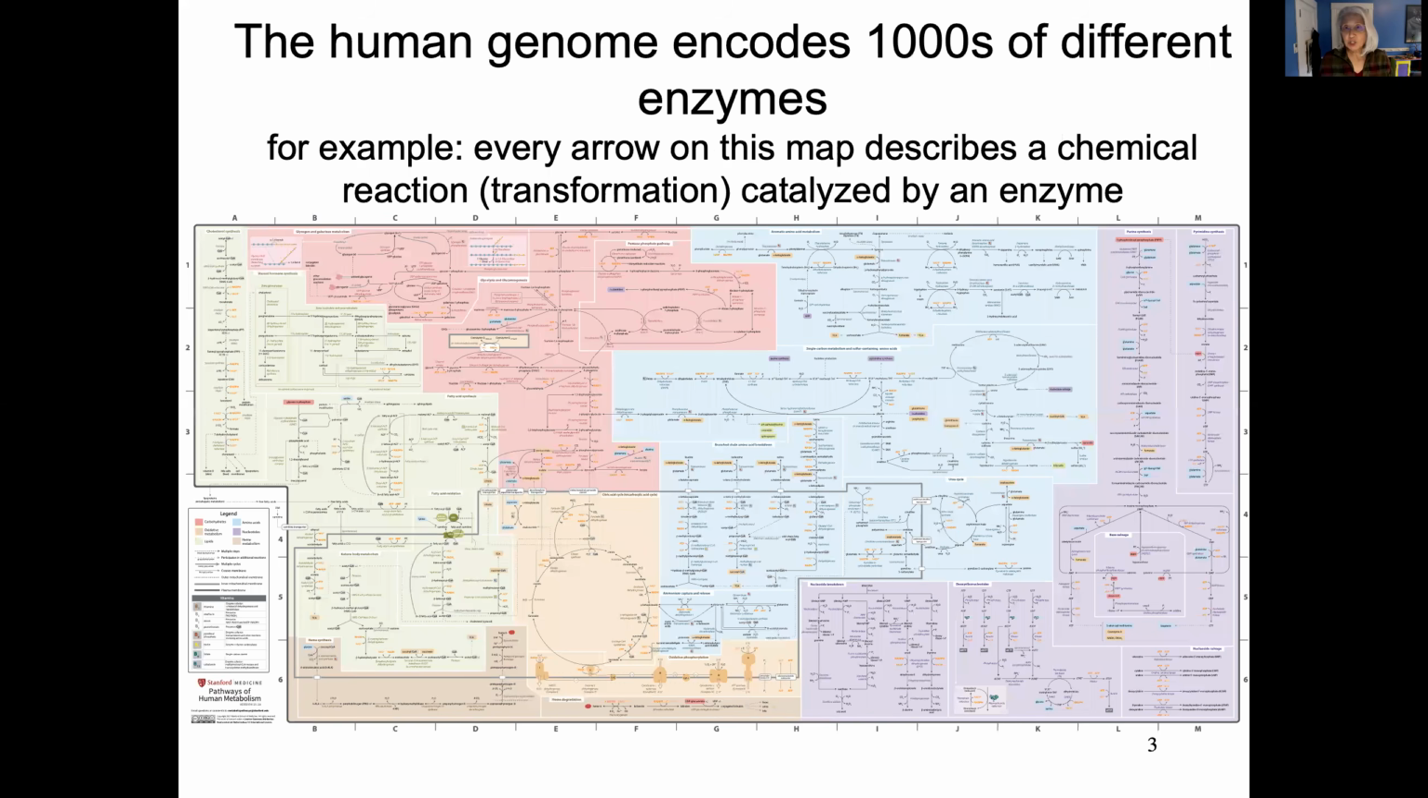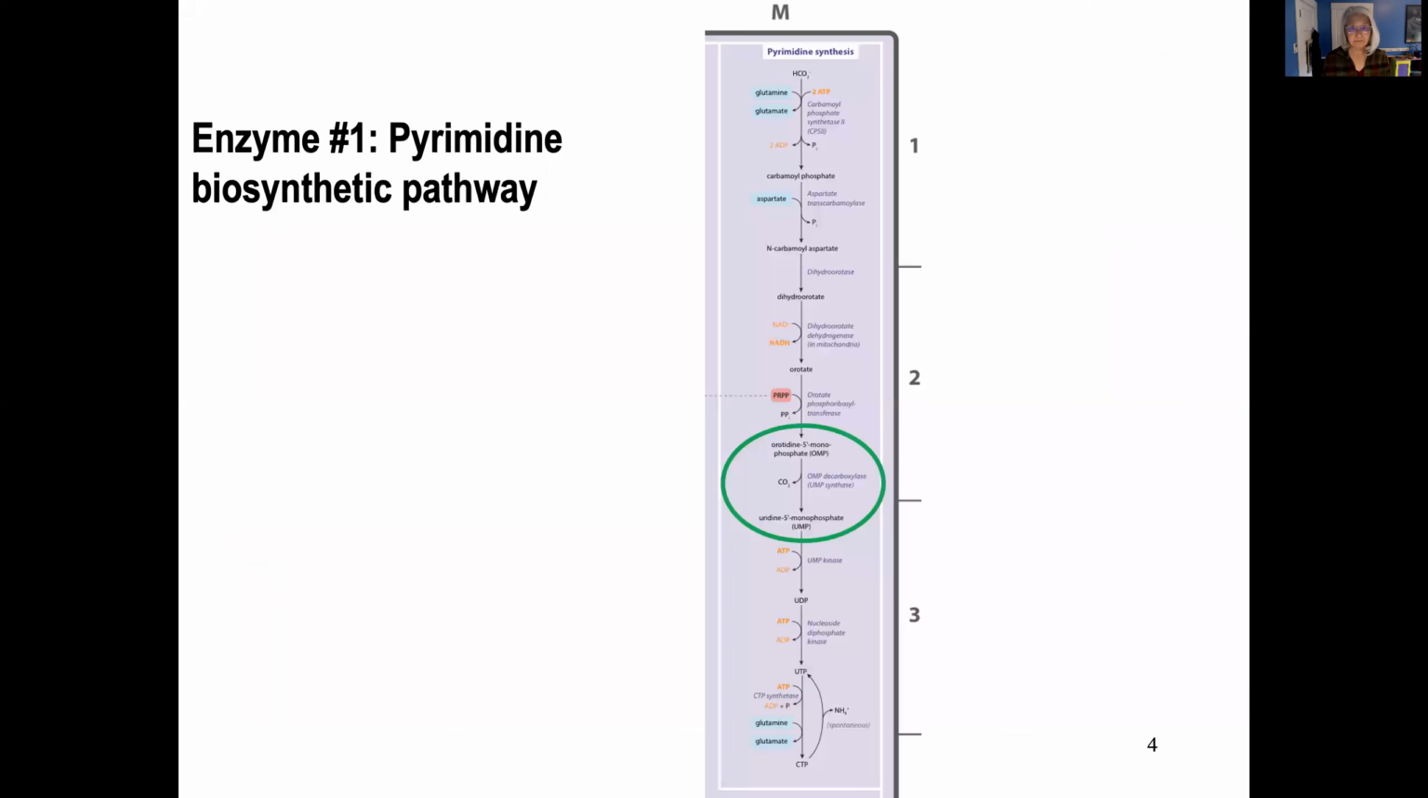So the human genome encodes thousands of different enzymes, and metabolic enzymes are a fraction of this. And I would just want to remind you, I'm showing you here our metabolic map, because every one of these arrows on the map is a separate enzyme, right? These are all chemical reactions catalyzed by different enzymes.